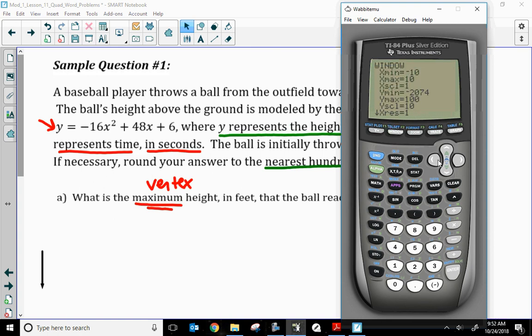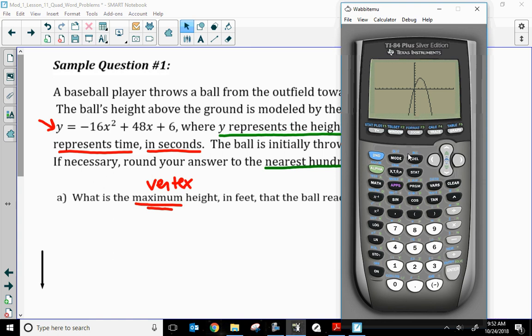Let's change my window one more time. And I don't need to go this far down. That's insanity. Let's see if that looks nicer for us. Oh, that's so much nicer. Now I know my maximum is the vertex right here.